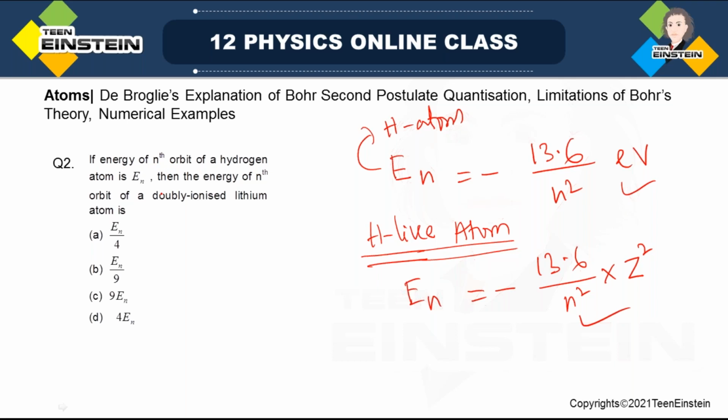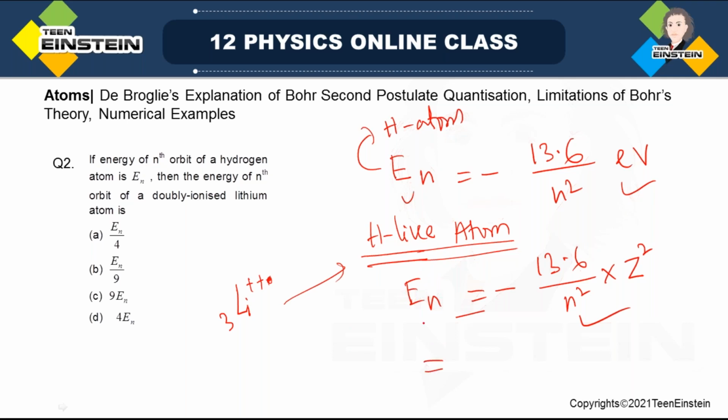if the energy of nth orbit of a hydrogen atom is En, which we have written already, then the energy of nth orbit of a doubly ionized lithium is what? Doubly ionized lithium, actually it has Z equal to 3. Doubly ionized means it is actually a hydrogen like atom, and you have to use this formula.